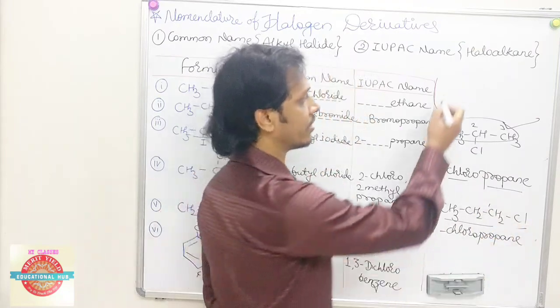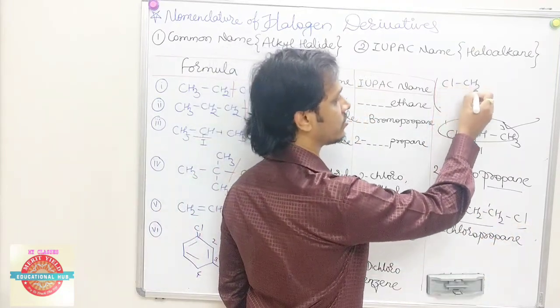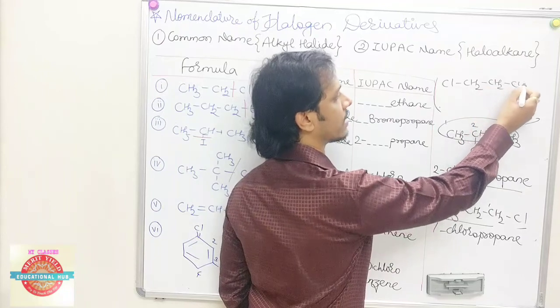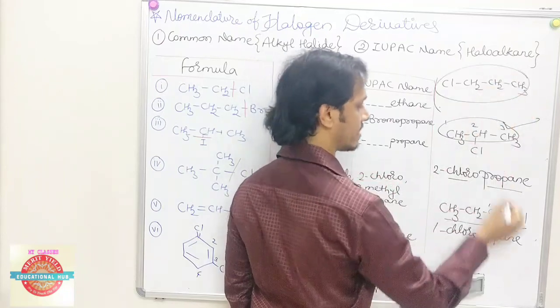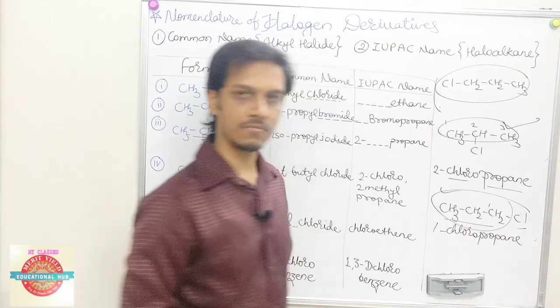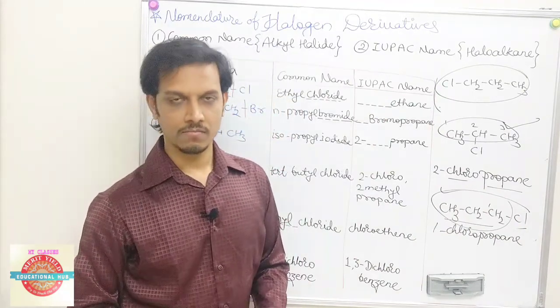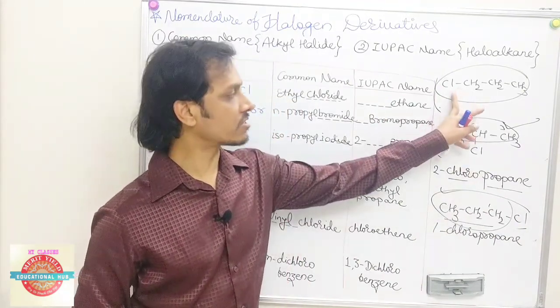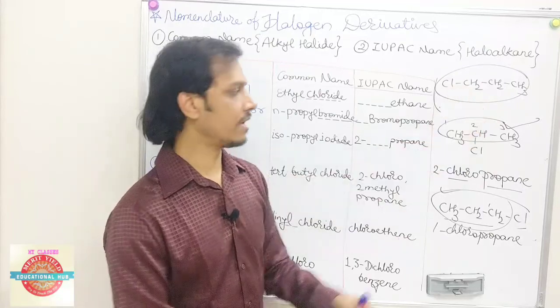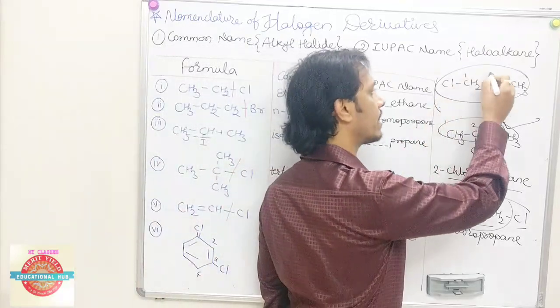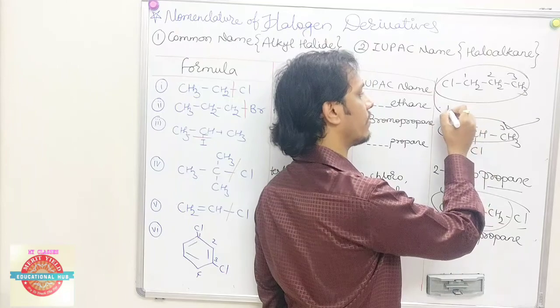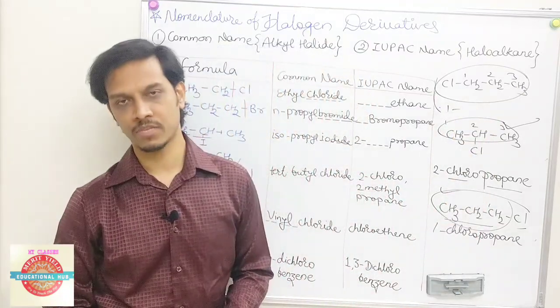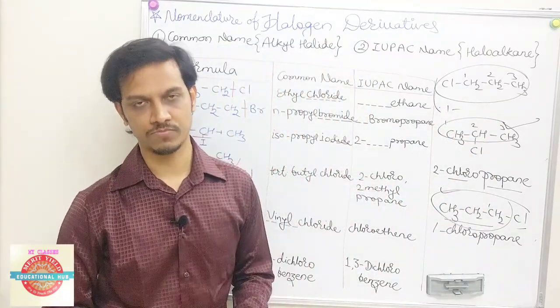Suppose I change the scenario and I write Cl here, CH2, CH2 and CH3. Now this compound and the previous compound are one and the same. So here now we have to start from the left hand side. It will not become 3-chloro. Now the numbering will go the other way. Now it will again become 1-chloropropane. So that's the nomenclature rule.